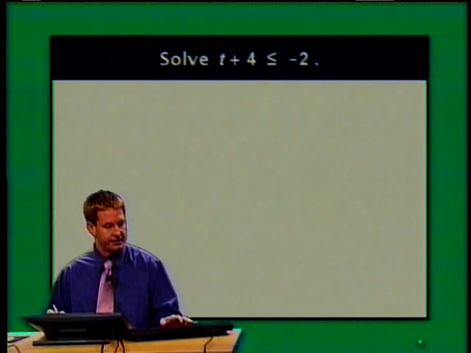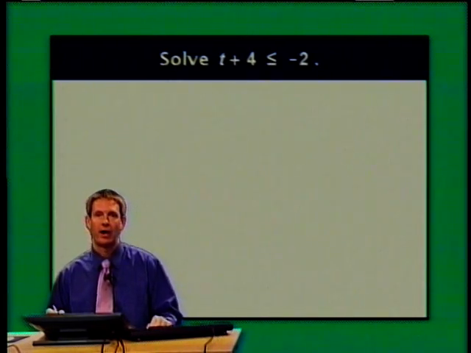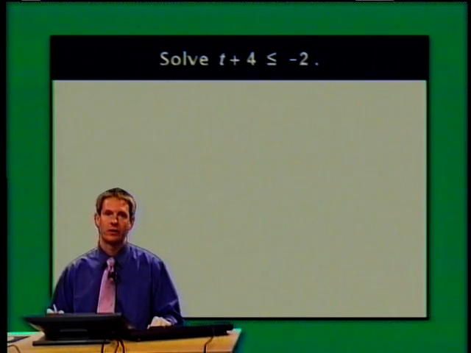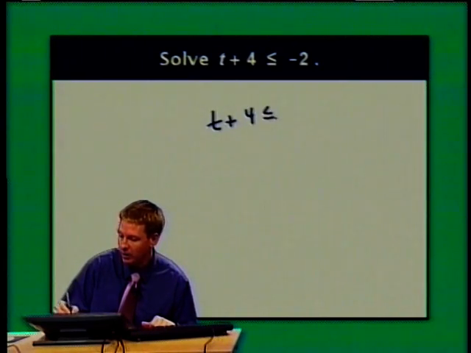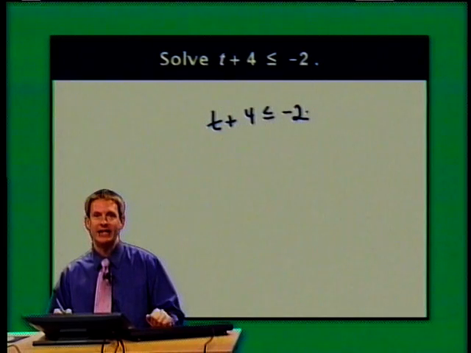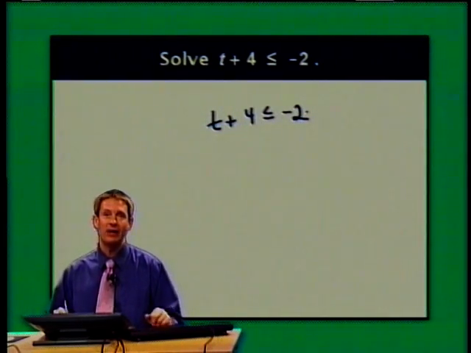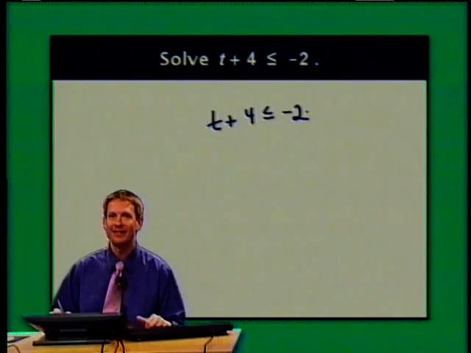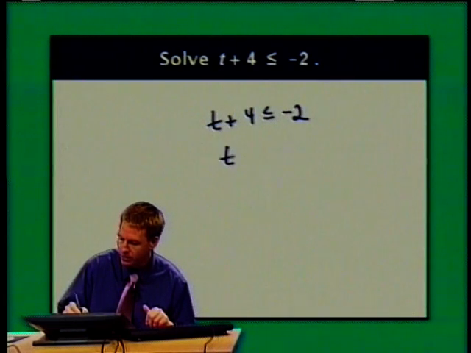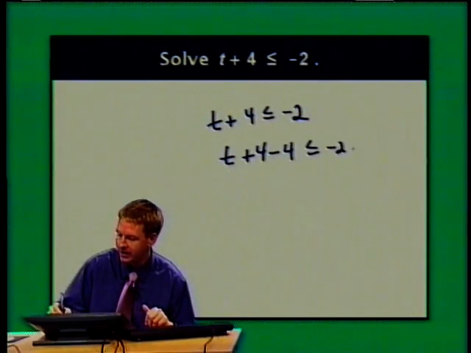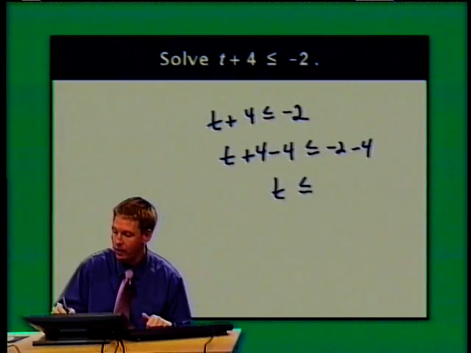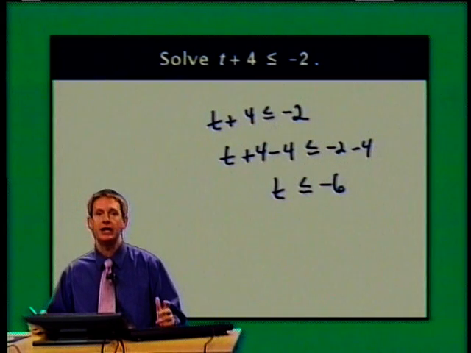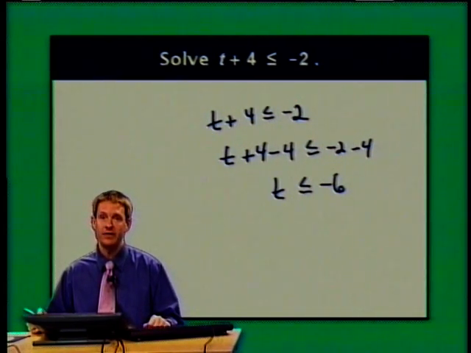Let's use this addition property to solve the inequality t plus 4 is less than or equal to negative 2. Just like if we were working with an equation, we'd want the t to stand alone. In this inequality, we want the t to stand alone. All we need to do to achieve our objective is subtract 4 from both sides of the inequality. And when I do that, I'm left with the equivalent inequality, t is less than or equal to negative 6.